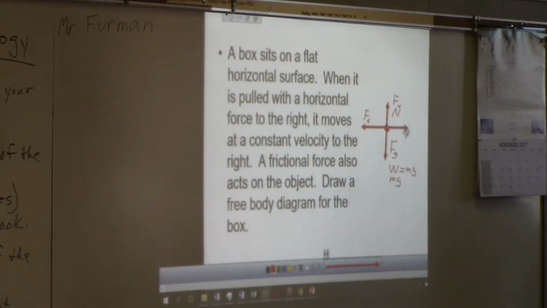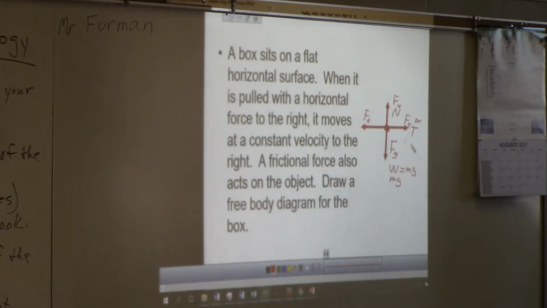let's see, it's pulled, so there could be tension. Tension is either going to be F sub T, the force of tension, or oftentimes I'll just use capital T. Any of those are clear indications that you know what you're talking about. If I drew this correctly, maybe not quite to scale, but it says it moves at a constant velocity.